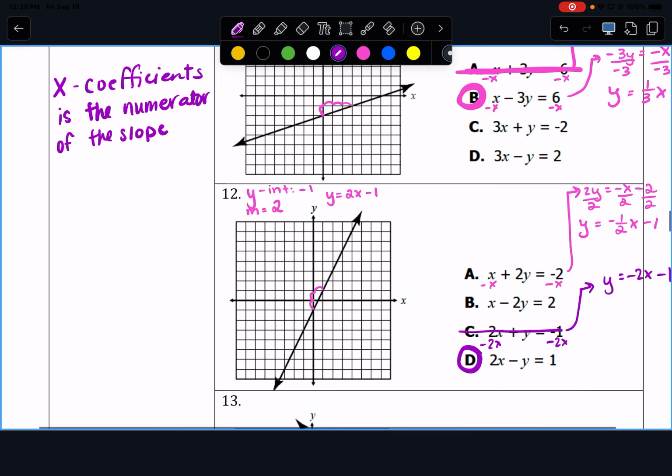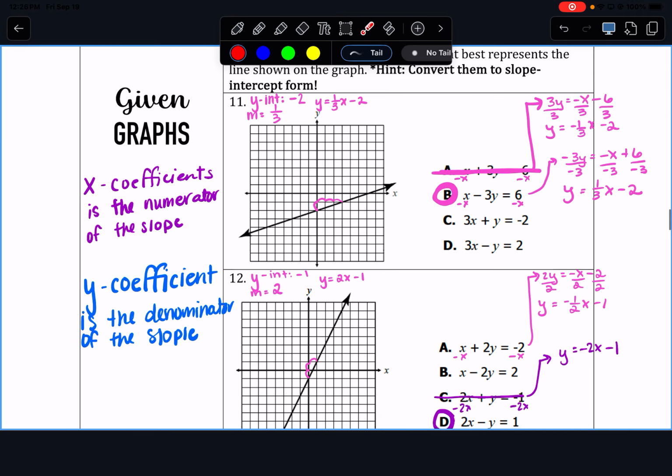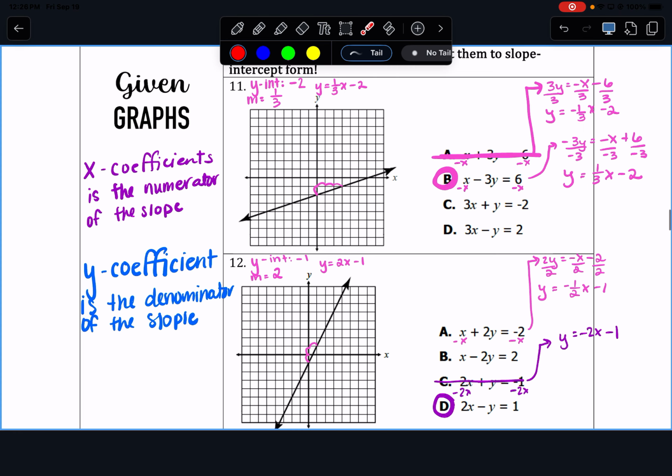And then the y coefficient is the denominator of the slope. Oh, wait, that makes sense. Because in those first few that we did, when we had to divide by 3, it made ours into 1/3. And here, when we had a coefficient of 2, we got 1/2. The denominator is 2. That's kind of like a little trick to help you with that. It does correlate.